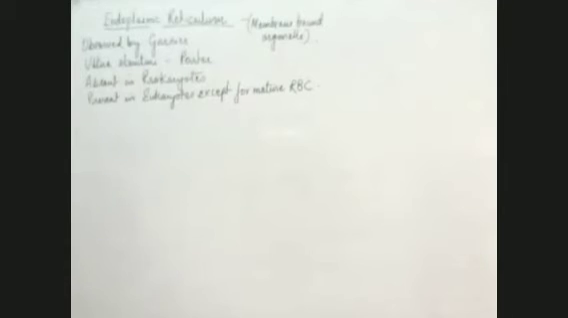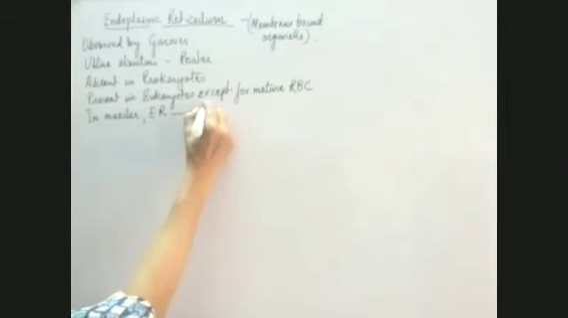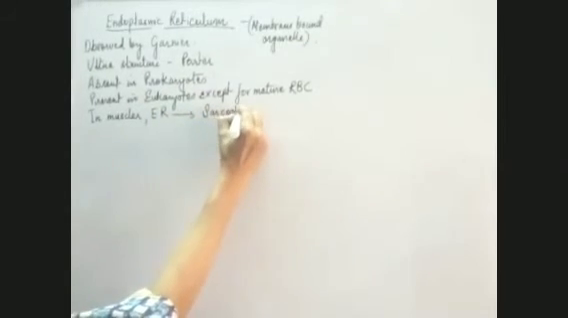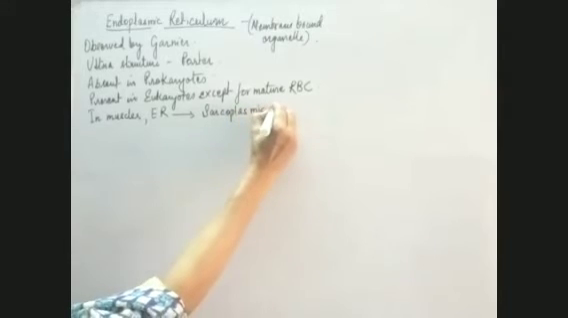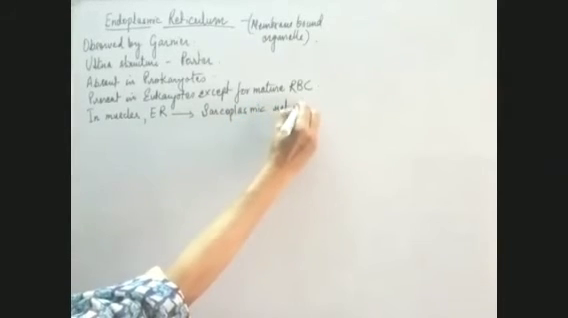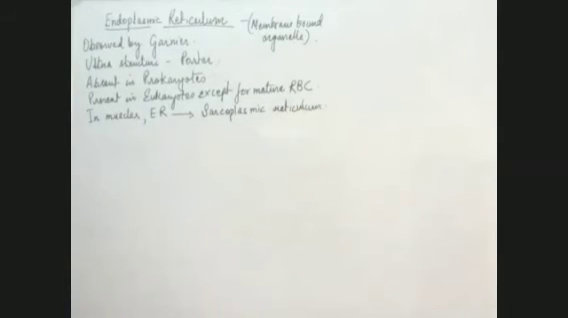Now, when we talk of muscles, in muscles ER is known by the name sarcoplasmic reticulum. And here in muscles, it helps in contraction of the muscle. In muscles, it is known as sarcoplasmic reticulum.